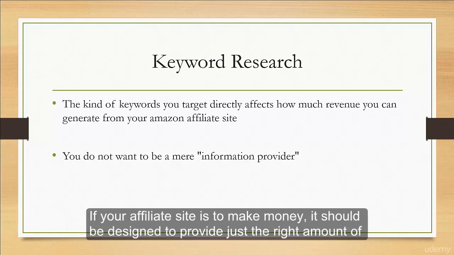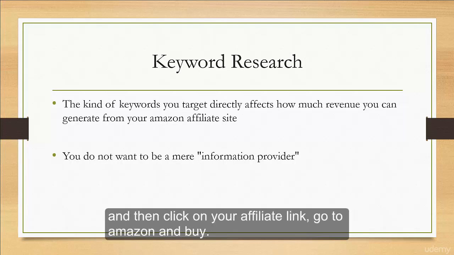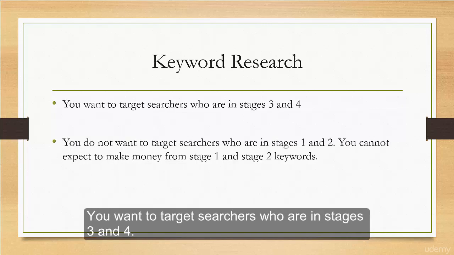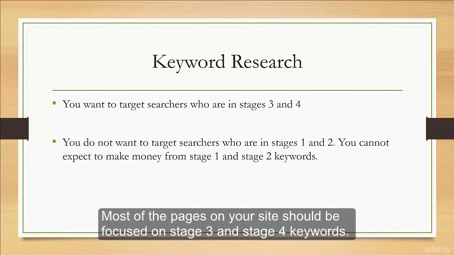If your affiliate site is to make money, it should be designed to provide just the right amount of information that's needed for folks to make an intelligent buying decision. And then click on your affiliate link, go to Amazon, and buy. You want to target searchers who are in stages 3 and 4. You do not ever want to target searchers who are in stages 1 and 2.